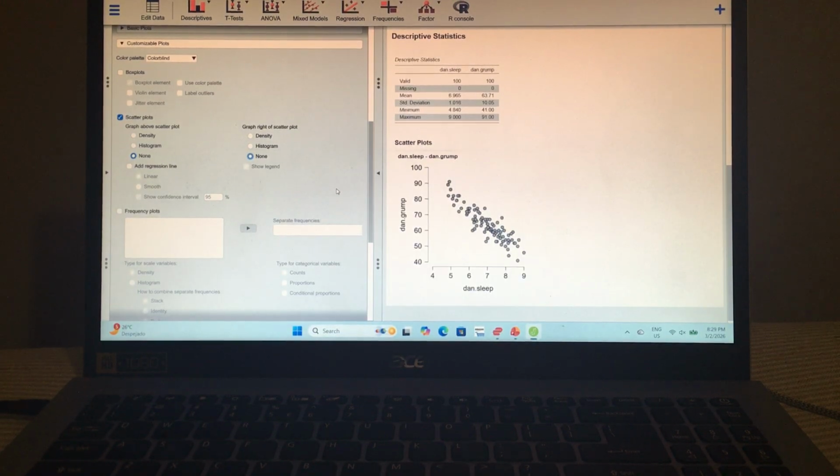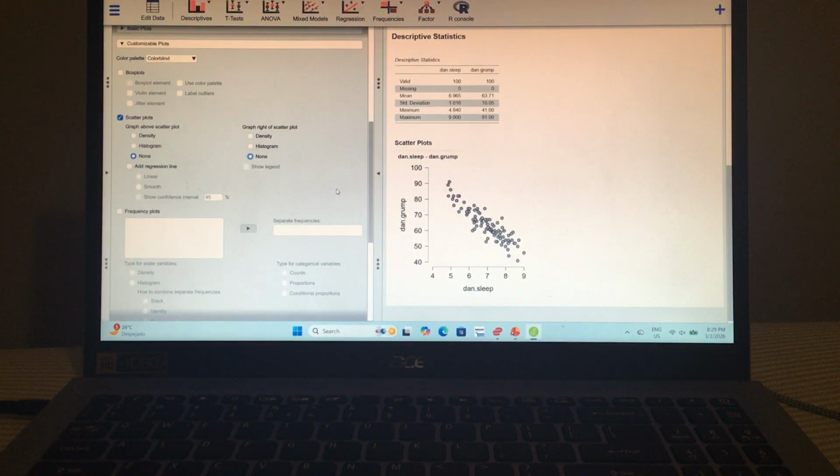And from this scatter plot, we can see that there are no univariate or bivariate outliers. That means that there are no data points that are extremely different from the general trend. Moving to page 10.